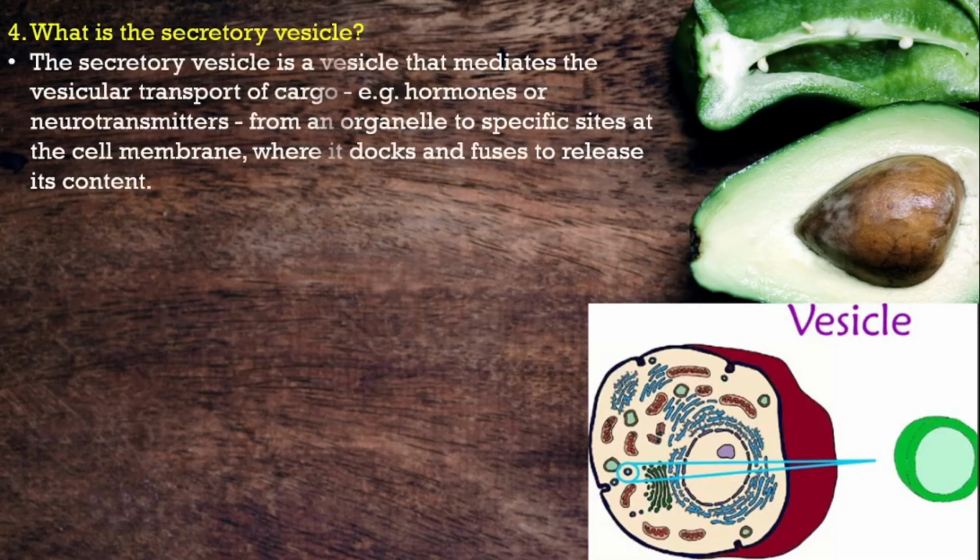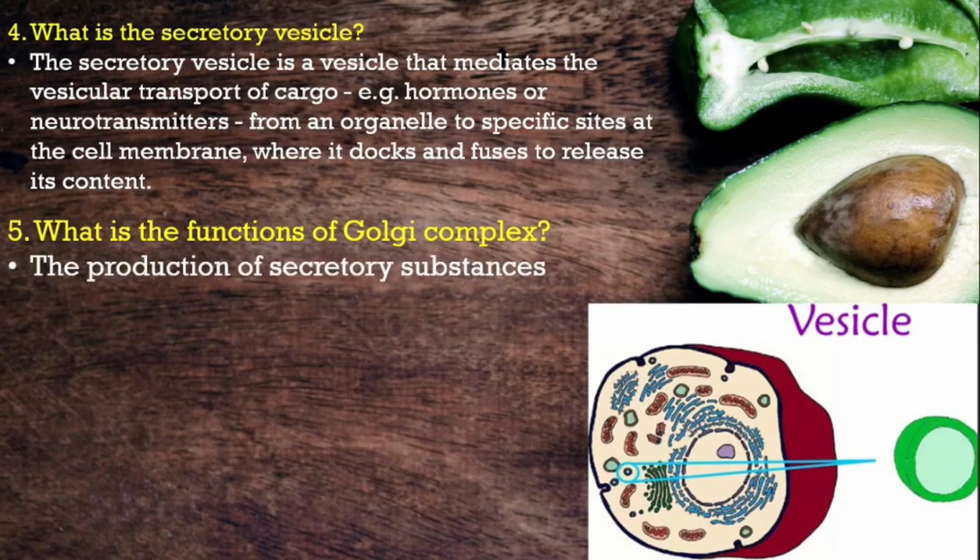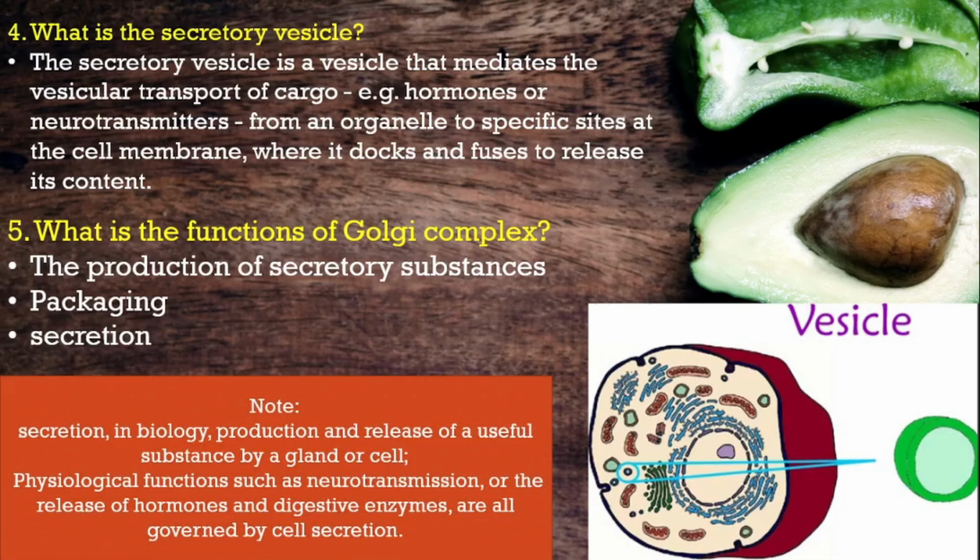What is the secretory vesicle? The secretory vesicle is a vesicle that mediates vesicular transport of cargo, for example hormones or neurotransmitters, from an organelle to specific sites at the cell membrane where it docks and fuses to release its content. What are the functions of Golgi complex? The production of secretory substances, packaging, secretion. Secretion in biology is the production and release of a useful substance by a gland or cell. Physiological functions such as neurotransmission or the release of hormones and digestive enzymes are all governed by cell secretions.